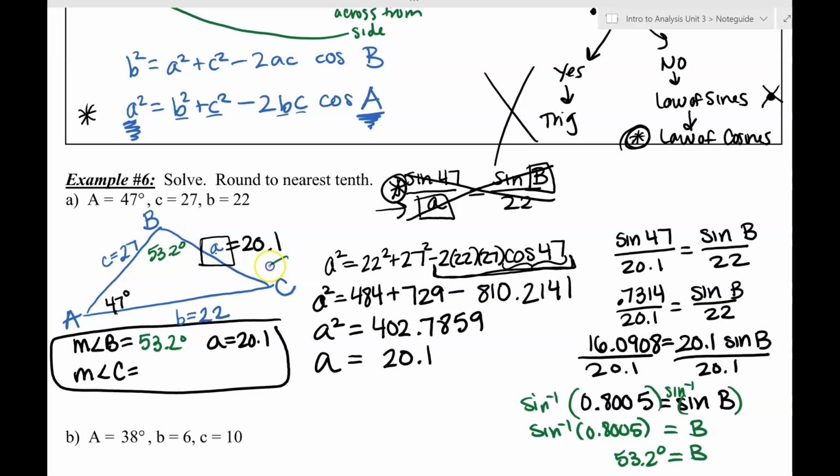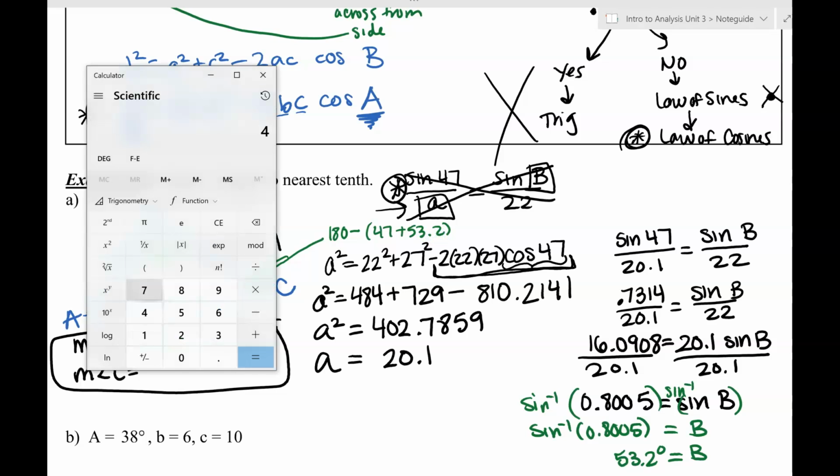And then remember to find this last angle, because I have the other two, I can now do 180 minus the total I have so far. So I'm going to figure out what 47 plus 53.2 is, and I'm going to subtract that from 180 and get 79.8.